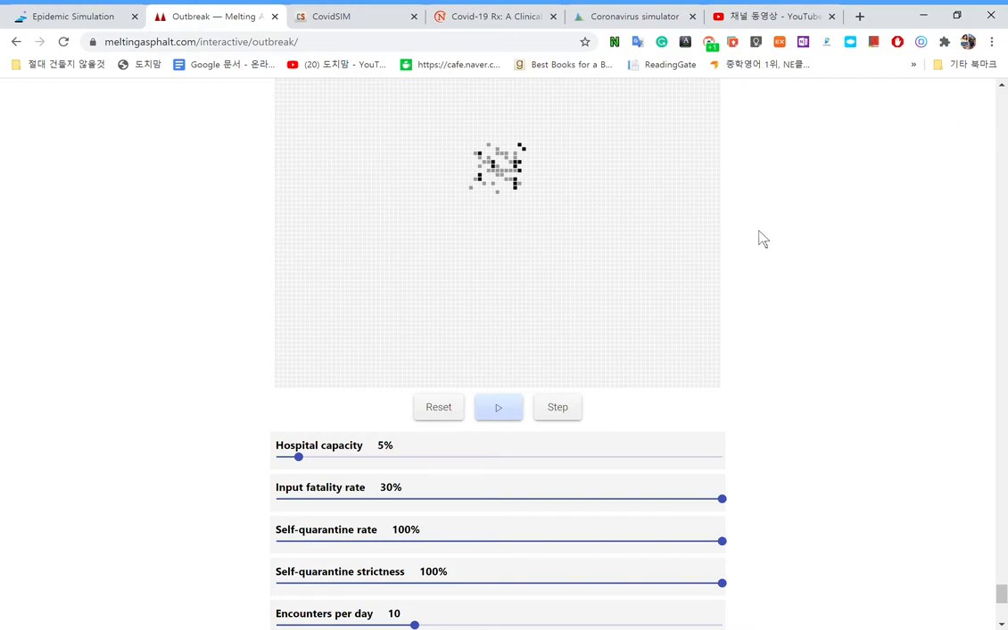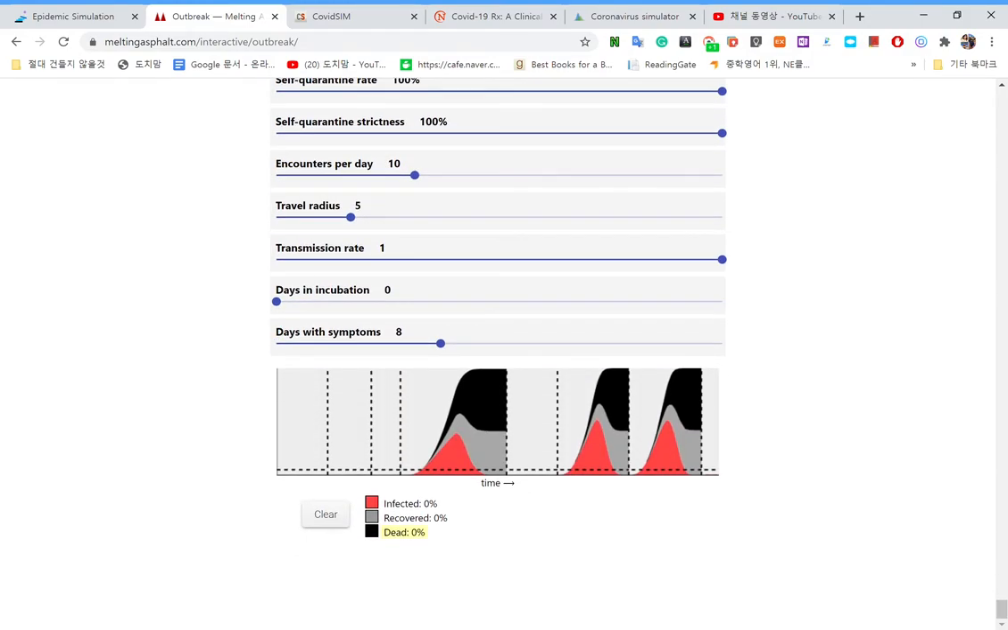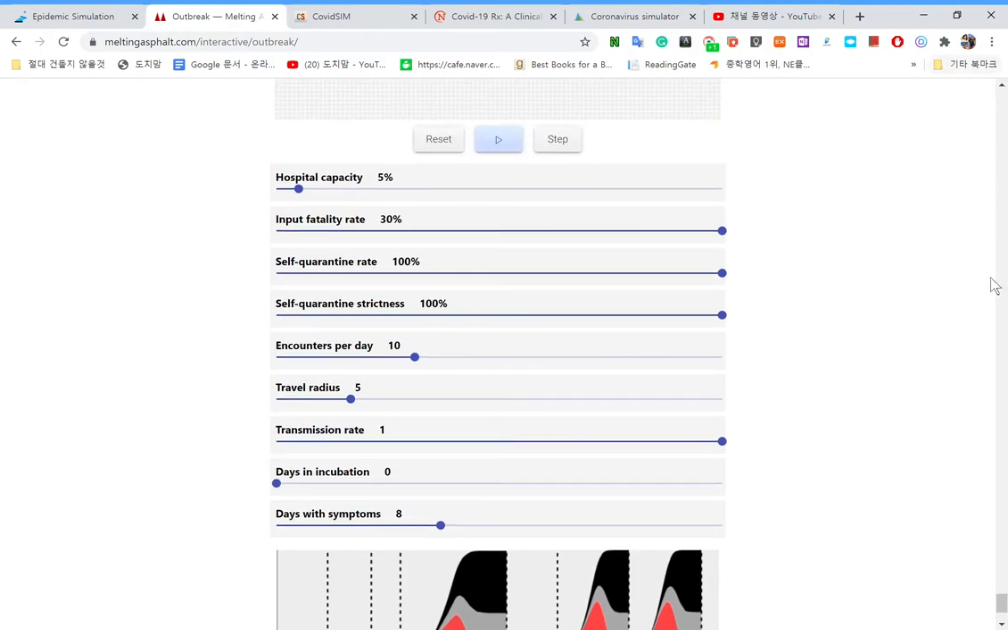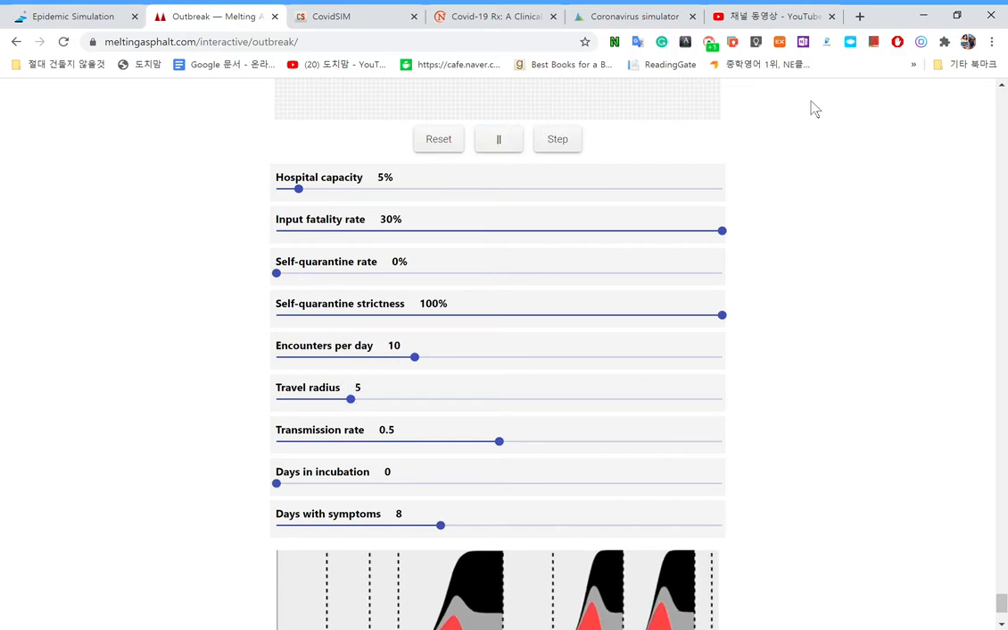But isn't it surprising that almost nobody got infected? Some people actually got infected when there were only 5 people at the start, which is something we'll talk about. You know what? Let's reduce it in the transmission also. And so, no self-quarantine, and let's go with this model.